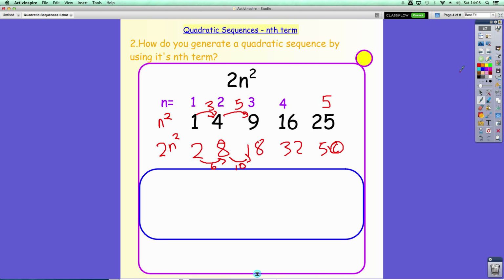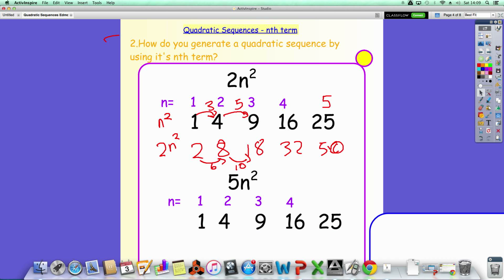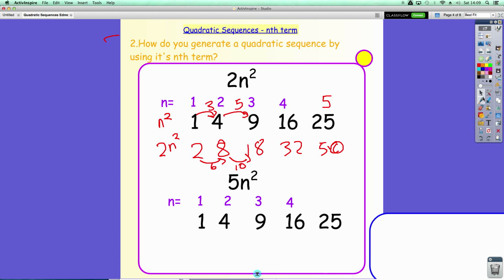If I show you, let's just get rid of this square or rectangle even. Now if you've got 5n squared, start off the same way with our n, then our n squared row. Multiply by 5, you'll get 5, 20, 45, 5 times 16, 5 sixes are 30, so you get 80. 5 times 25 is 125.